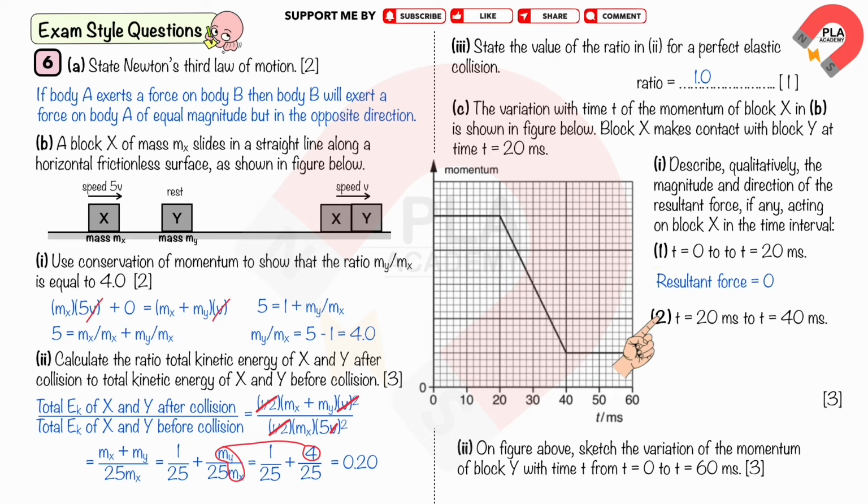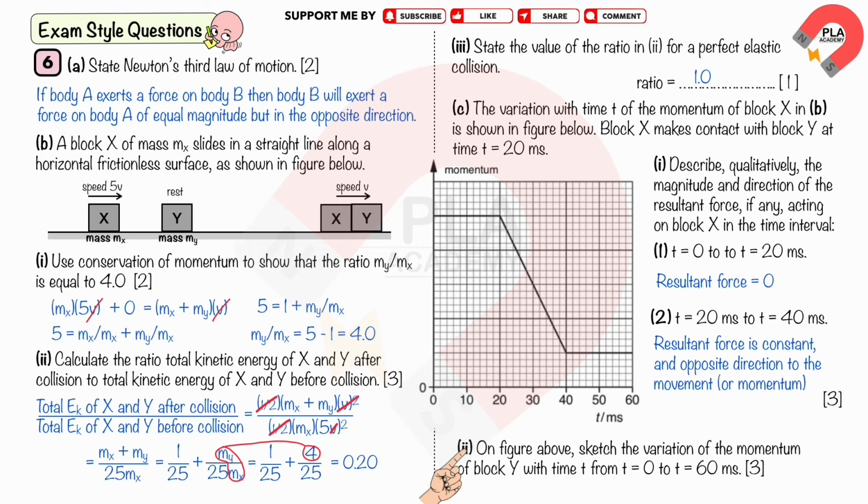t equals 20 milliseconds to t equals 40 milliseconds. The resultant force is constant and in the opposite direction to the movement, or momentum. This is because the gradient of the graph is the resultant force, and its gradient is constant and negative.